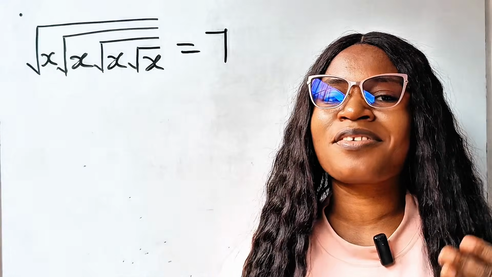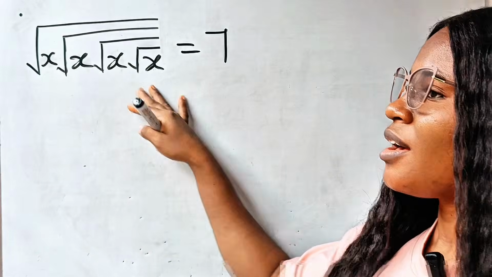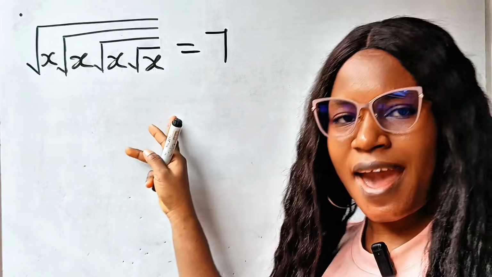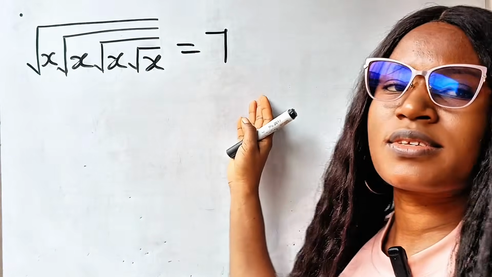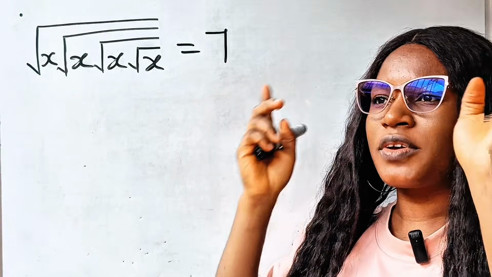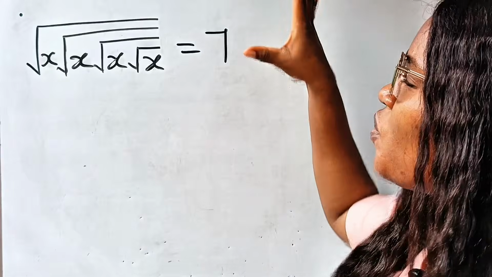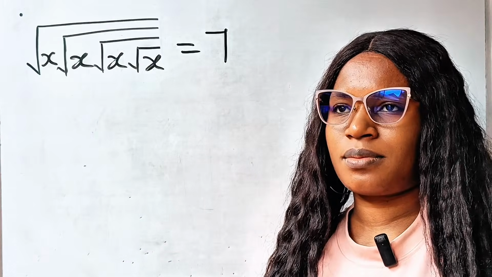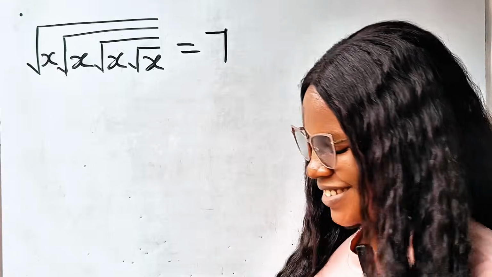So today we are asked to find the value of x, if square root of x root x root x root x is equal to 7. Okay, now first thing we need to do is this. We need to remove all these root signs, and we're going to be doing that step by step. Are you ready? Let's go.